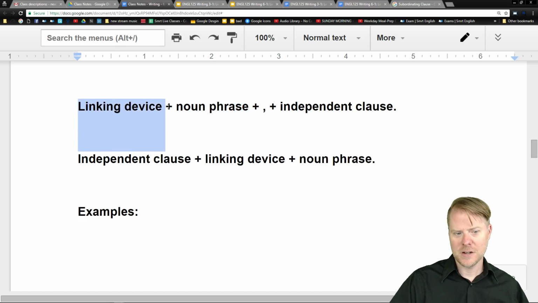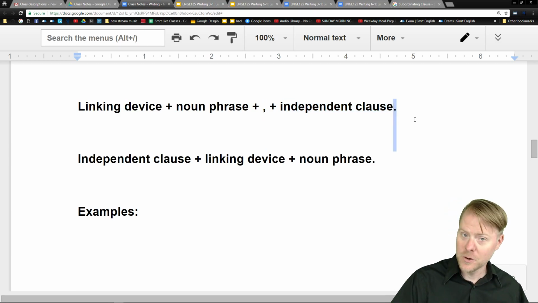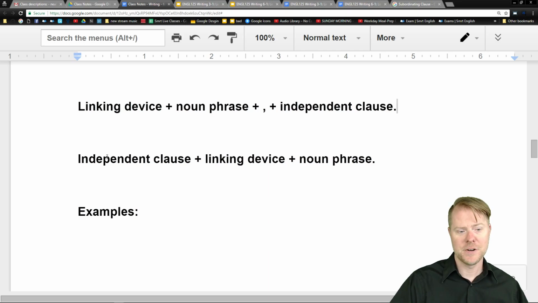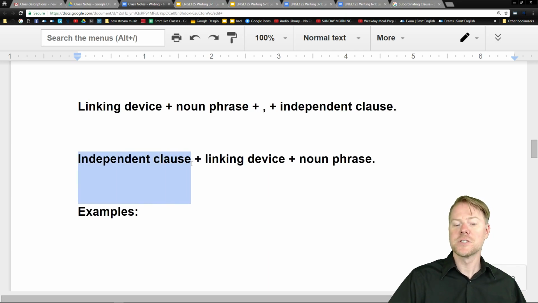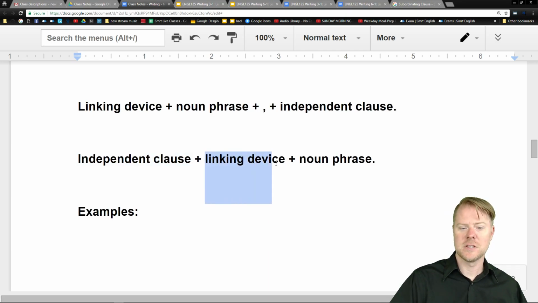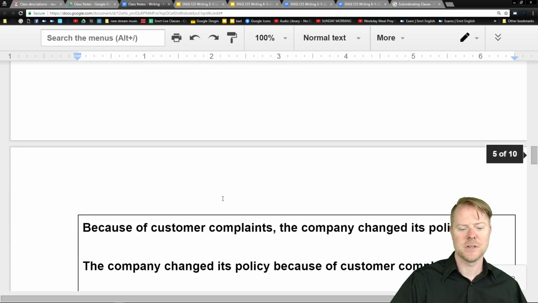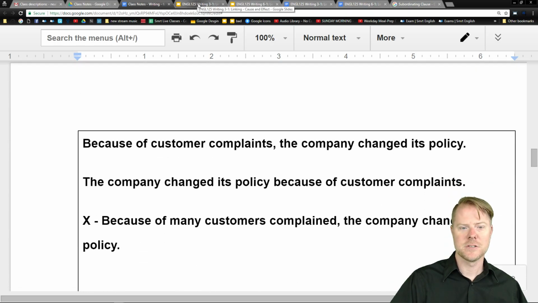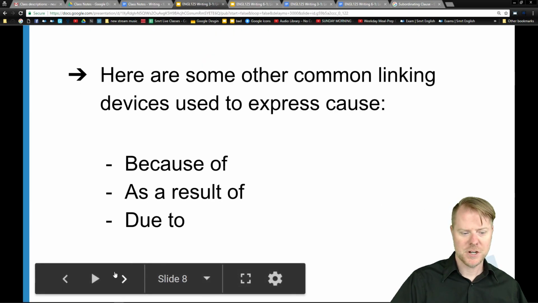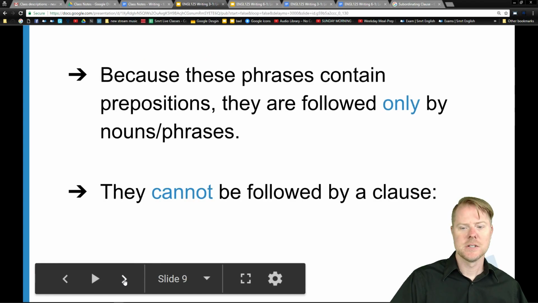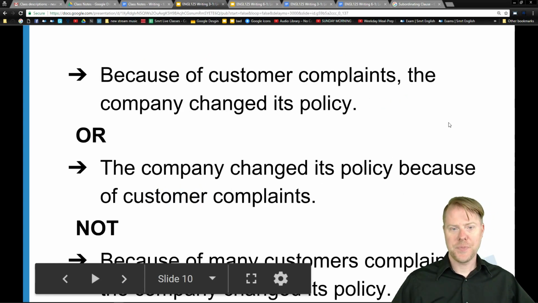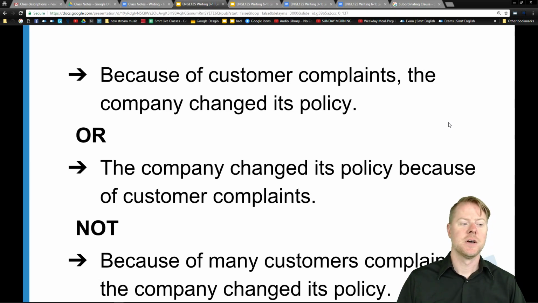If you start with the linking device, same thing. You're going to need a comma before the independent clause, and then of course always remember a period at the end of your sentences. If you start with the independent clause, these linking devices will go in the middle, and then you'll have a noun phrase. So let's look at some examples of these. Maybe I should go back to the presentation.